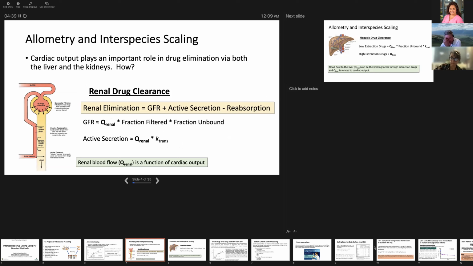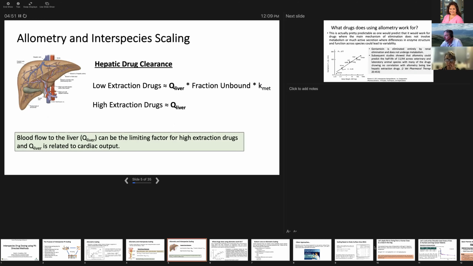So renal blood flow is a function of cardiac output, and thus cardiac output can play a primary role in drugs that are renally eliminated. It also plays an important role in hepatic clearance for high extraction drugs.